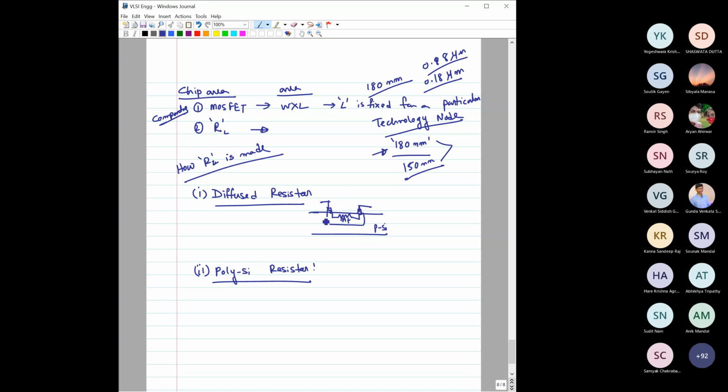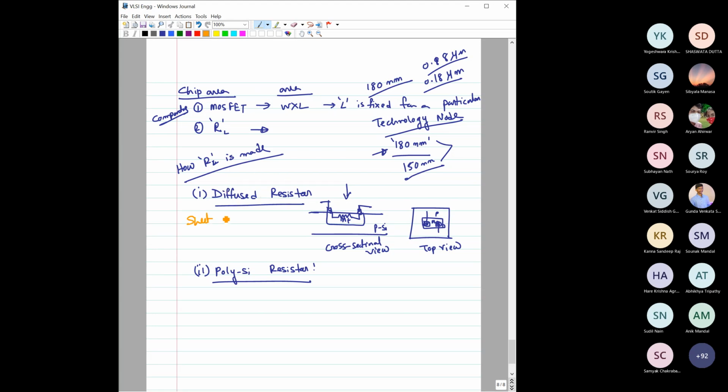Obviously this is the cross-sectional view. If you see the top view, then probably it would look something like this. These are the two contacts, and these are the diffused regions. This is that N region, and this is that P region, and these are the two contacts. So here, there are two important things for this diffused resistor.